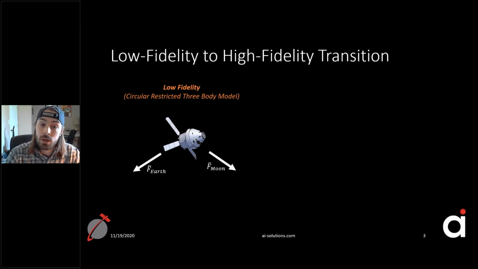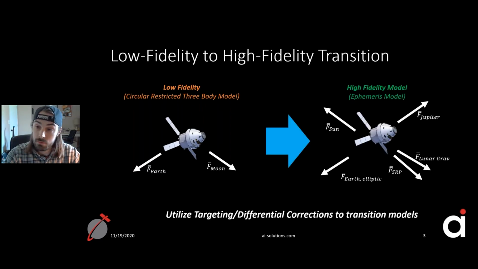Typically the way this is done is first looking in a lower fidelity model, for example, the circular restricted three-body problem, which is what I'm going to be showing today as my low fidelity model. This model in particular only uses the gravity of the Earth and the Moon, and it assumes the Moon's in a circular orbit around the Earth. However, our higher fidelity ephemeris model has a lot of other forces in there. We don't have a perfectly circular orbit of the Moon around the Earth. We don't have a uniform gravity field. We have solar radiation pressure. We have the Sun that can be included, and then other perturbing bodies, Jupiter, for example.